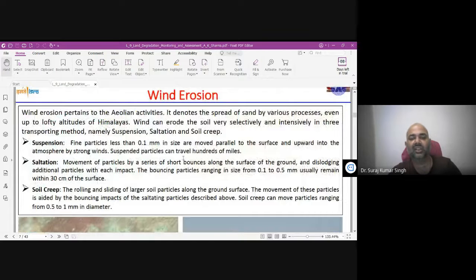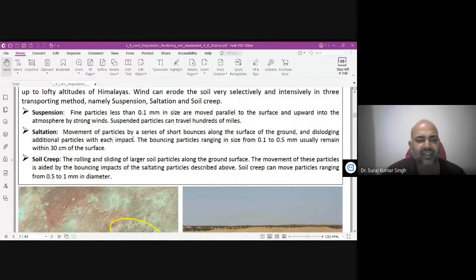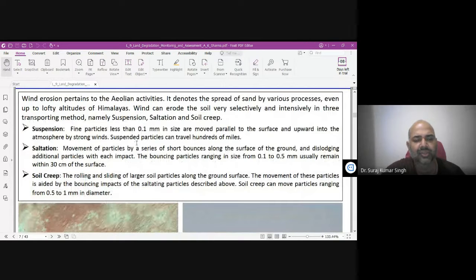Then comes wind erosion. First you have got forest erosion, meaning agriculture vegetation erosion, then water erosion. Next comes wind erosion. This is most popular in the areas where we are situated right now, where your campus is situated. Wind erosion pertains to aeolian activity. Whatever erosion is done where wind is a factor for performing it is known as aeolian activity. It denotes the spread of sand by various processes.